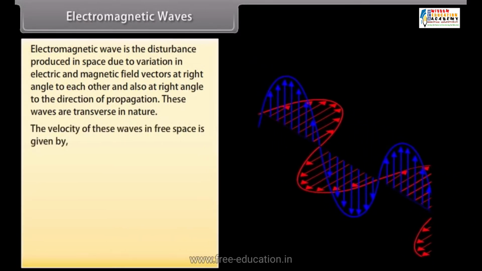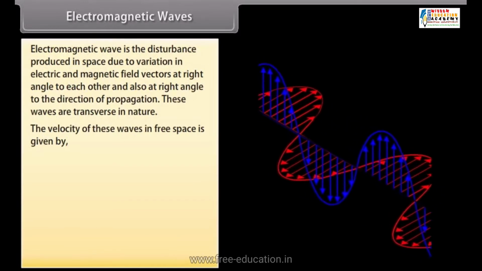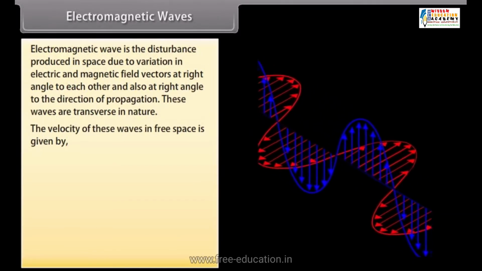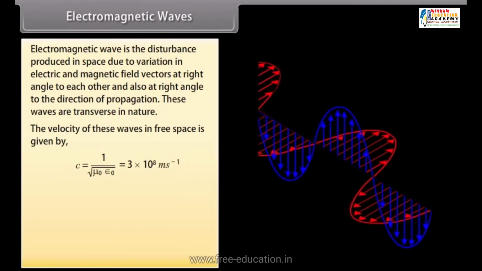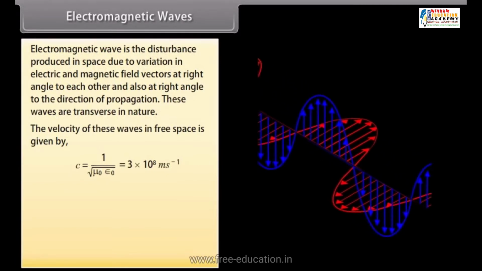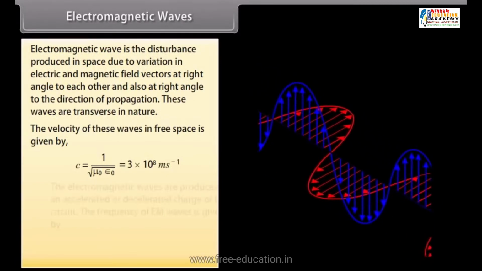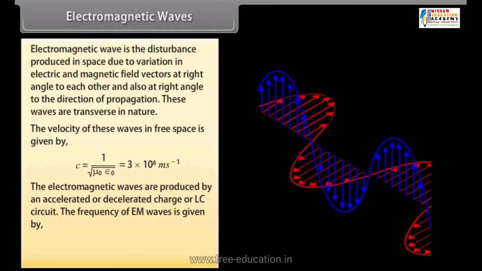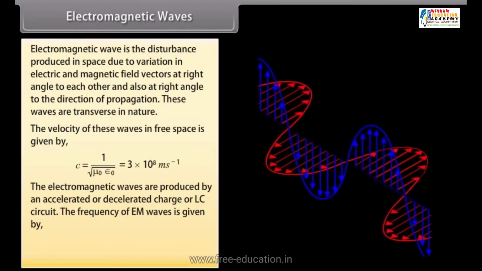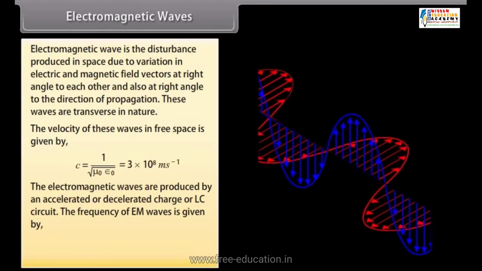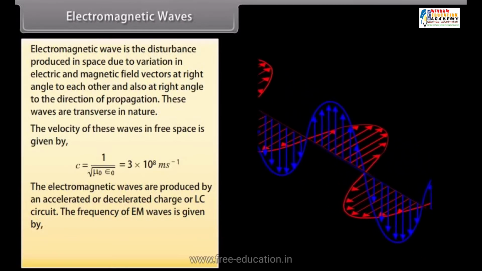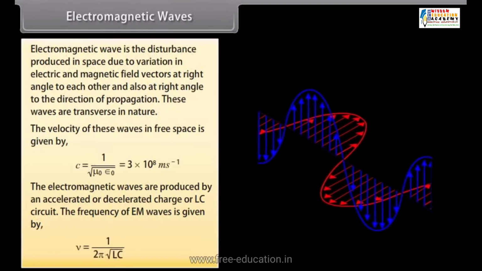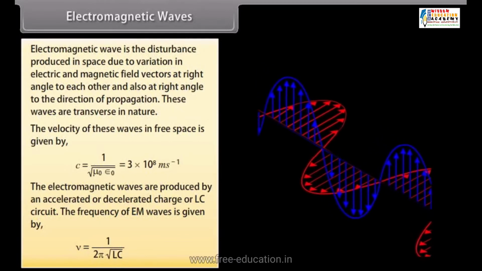The velocity of these waves in free space is equal to the velocity of light, which is equal to 3 into 10 raised to the power 8 meter per second. Electromagnetic waves are produced by an accelerated or decelerated charge of an LC circuit. The frequency of EM waves is given by 1 upon 2 pi under root LC.